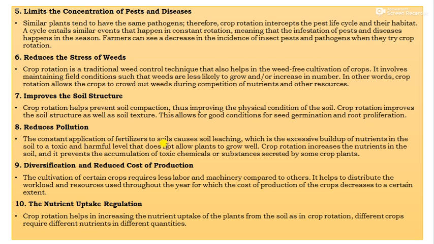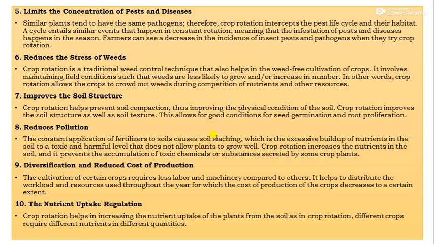The constant application of fertilizers to the soil causes soil leaching, which is the excessive buildup of nutrients in the soil at a toxic and harmful level that does not allow plants to grow well. Thus, crop rotation increases the nutrients in the soil and prevents the accumulation of toxic chemicals and substances secreted by some crop plants.